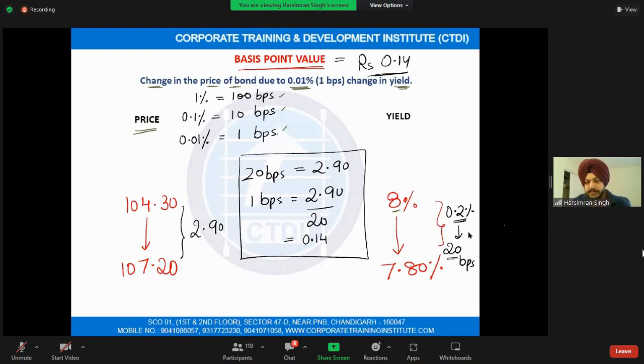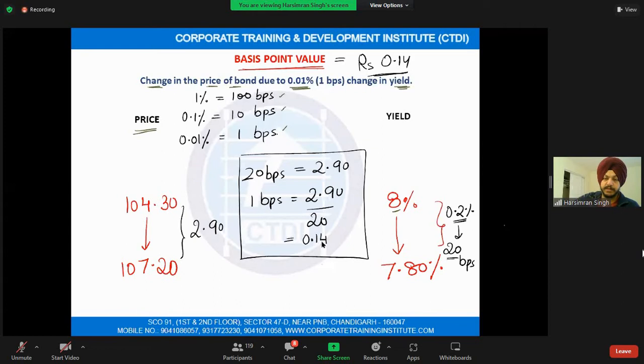So first we will see what is the change in the interest rate. It is 0.2%, that is 20 basis points. And what is the change in price? That is 2.9 rupees. So 2.9 rupees is the change due to 20 basis points. I have to calculate the change in price due to 1 basis point. So for 20 basis points the change is 2 rupees 90 paisa. For 1 basis point, 2 rupees 90 divided by 20, that is 14 paisa. Is that clear? Yes or no?